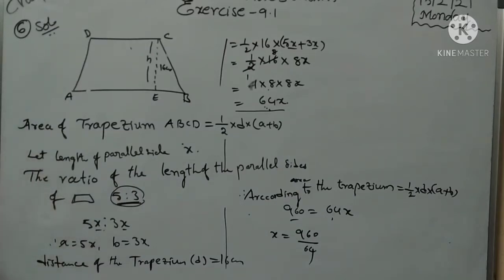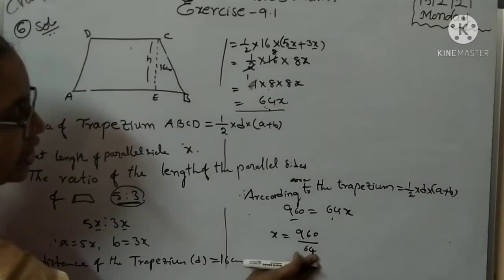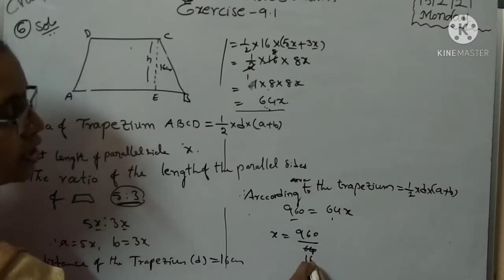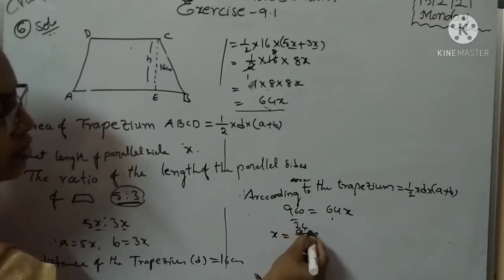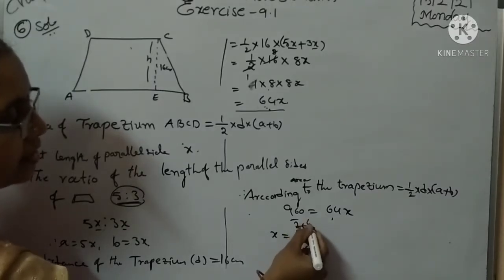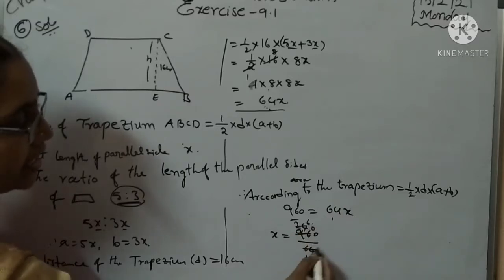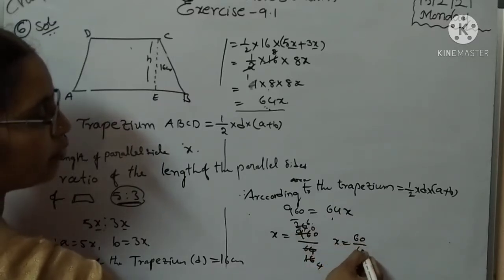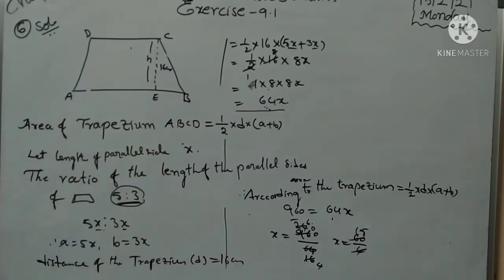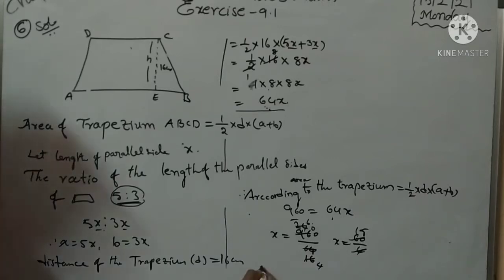960 by 64. Which table should we use? Observe the fourth table. 4 ones are 4, 6 fours are 24, 2 fours are 8, 4 fours are 16. Finally x equals 60 by 4. 4 ones are 4, 15 fours are 60. Therefore x equals 15.